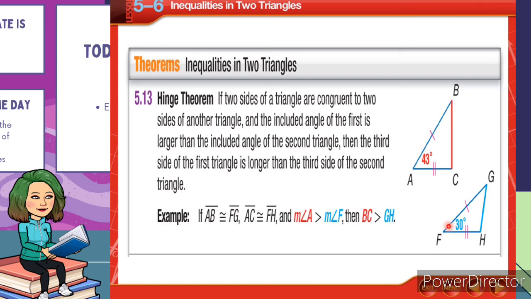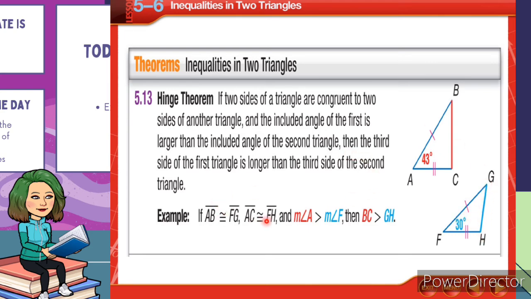Therefore, we can say that side BC, since ito yung opposite na ating given angle, okay, yung 43 na yon mas malaki kay 30, therefore itong side na opposite kay 43 ay mas mahaba or greater than the opposite side of 30 degrees, which is side GH.